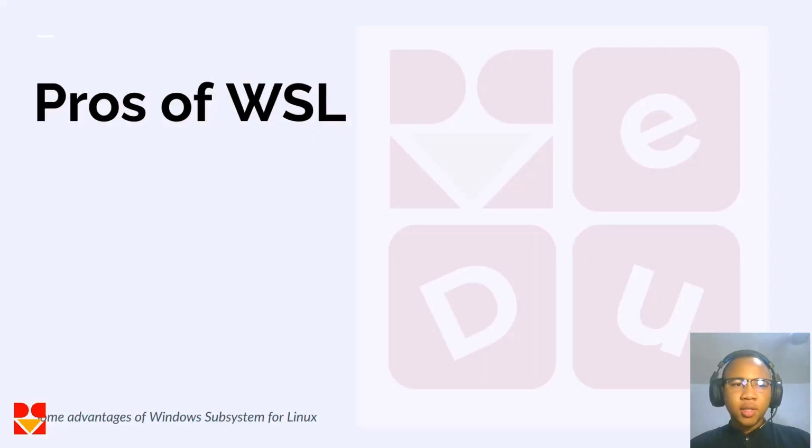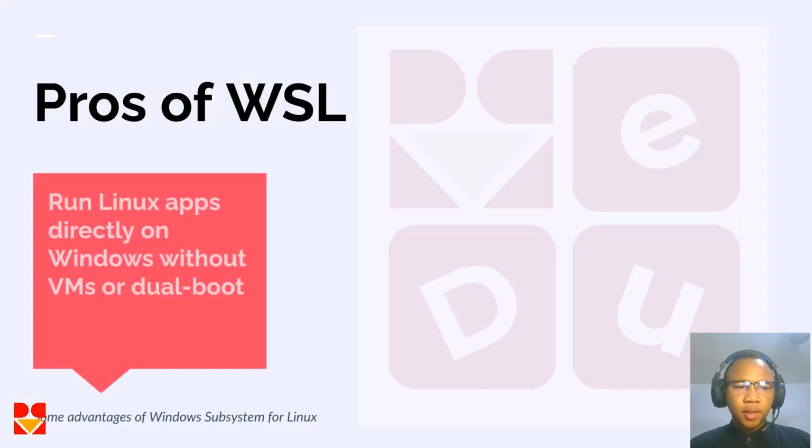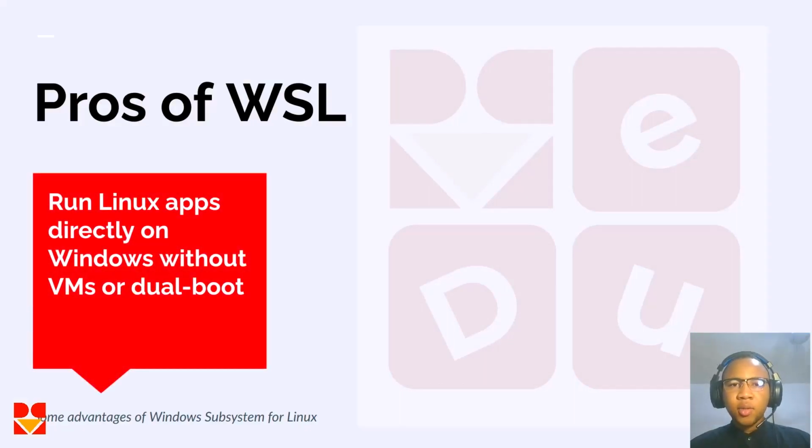Now let's look at some advantages and disadvantages. So for the advantages, the first one is that the Windows Subsystem for Linux provides us with the opportunity to run Linux software or Linux utility programs directly on Windows, right? So we don't have to look at installing virtual machines or dual booting our system, right? So we can just be on Windows and then make use of the Linux utilities.